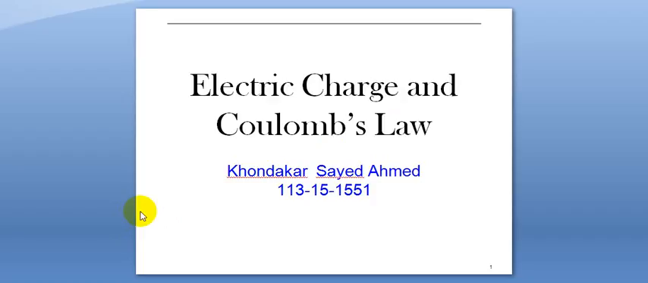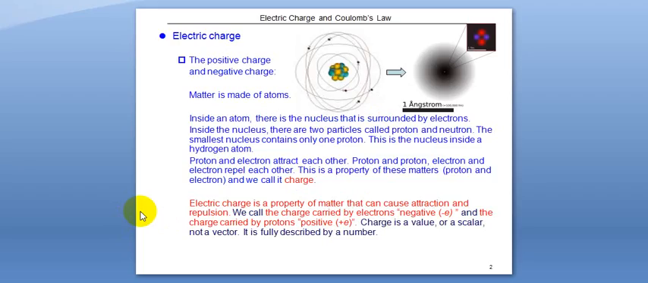First of all, I will show what electric charge is. Electric charge is a property between positive and negative, acting on particles of bodies, and matter is made of atoms. Inside an atom there is the nucleus, which is surrounded by electrons, as you see in the figure.